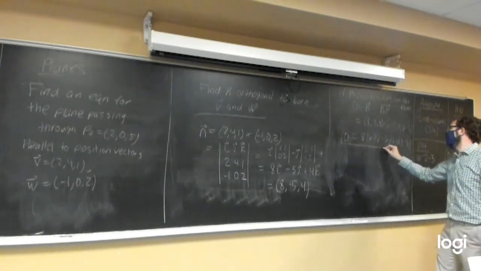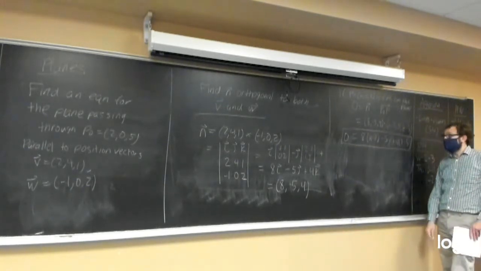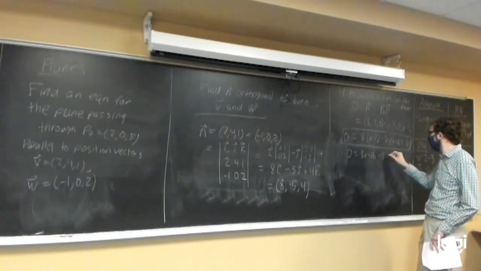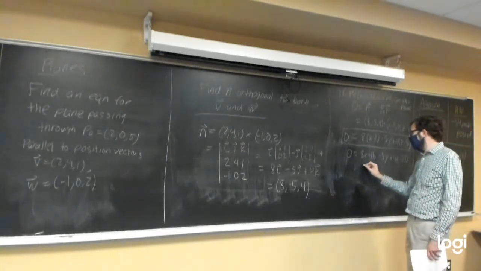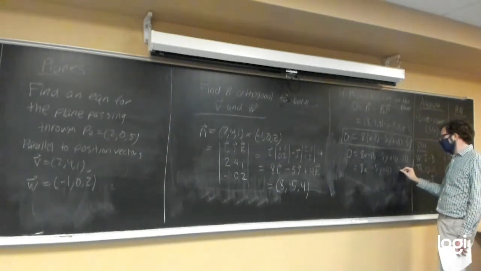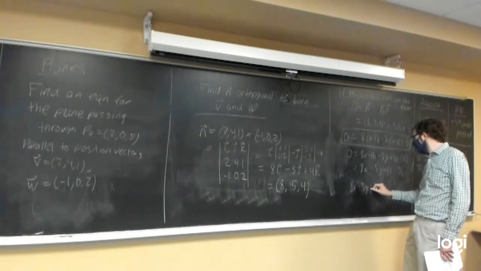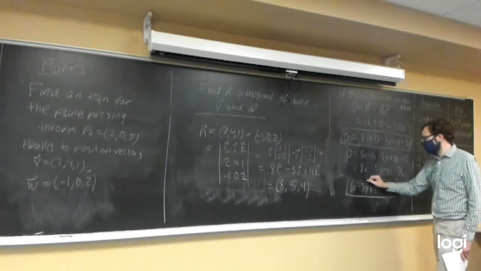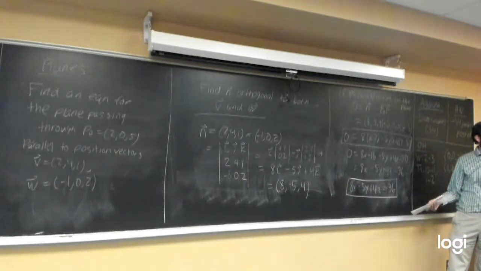Which if you wanted to, you could stop here. That's perfectly fine. Or if we multiply out and keep going, we'll get 0 is equal to 8x minus 16 minus 5y plus 4z minus 20, which is the same as 8x minus 5y plus 4z minus 36. And then we end up with 8x minus 5y plus 4z is a positive 36. So any point satisfying this equation is going to be a point on our plane.